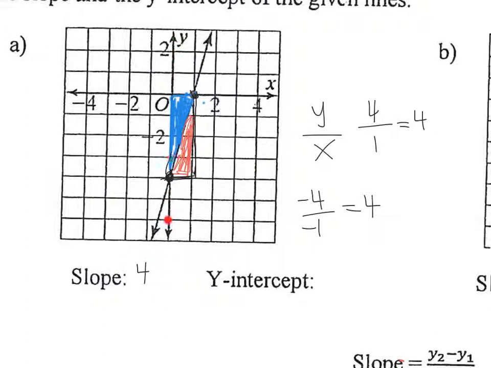The y-intercept is where it crosses the y-axis. So on the y-axis, it crosses right here, which, starting at 0, is negative 1, negative 2, negative 3, negative 4. So the y-intercept is negative 4.